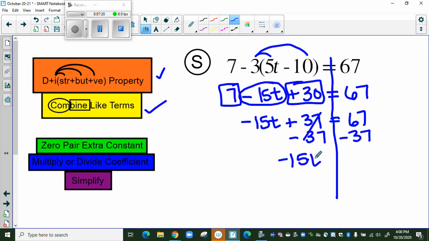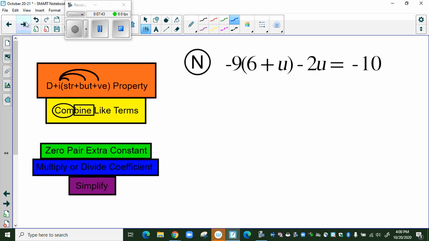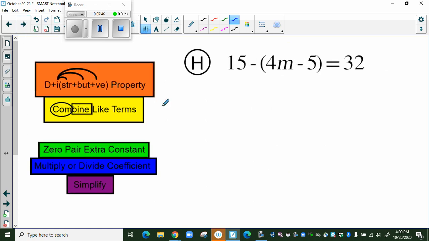Zero pair, minus 37 on both sides. Negative 15t equals 30. And then we're going to divide by our coefficient. And t equals negative 2. Okay, so in this one we had an extra term, and that's what gave us our extra number that we could combine our like terms. Let me show you one more like this, and I'm going to pick this one.